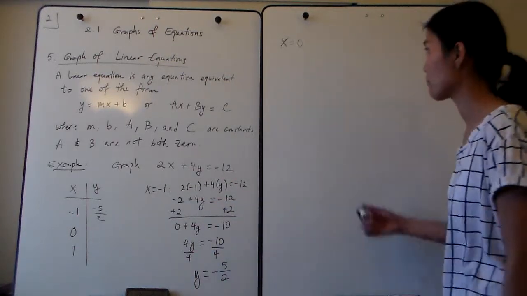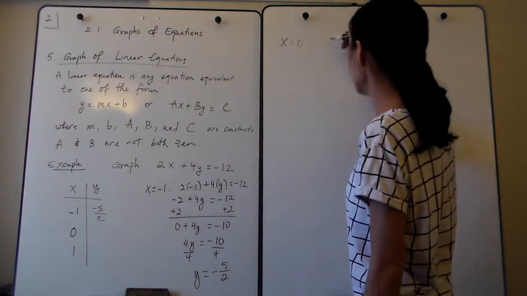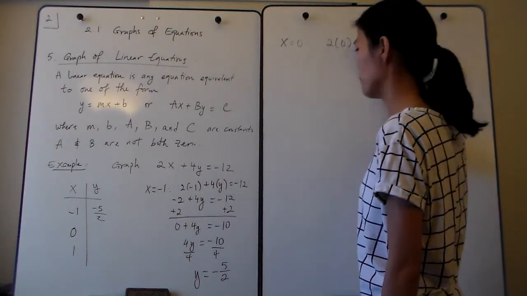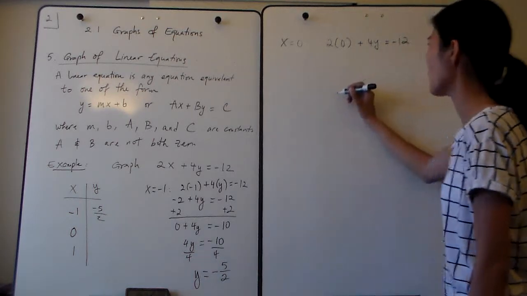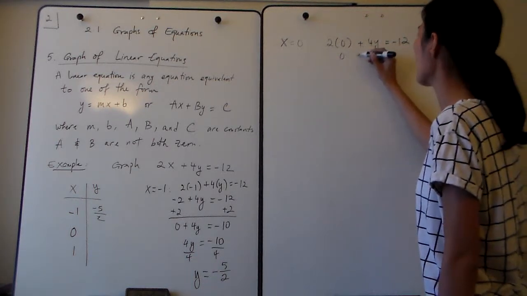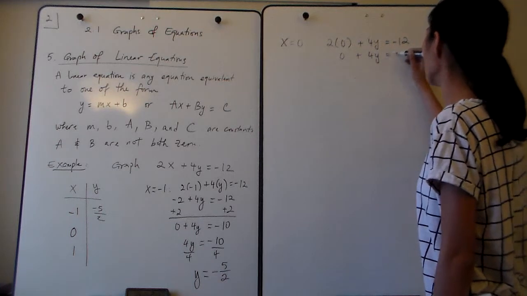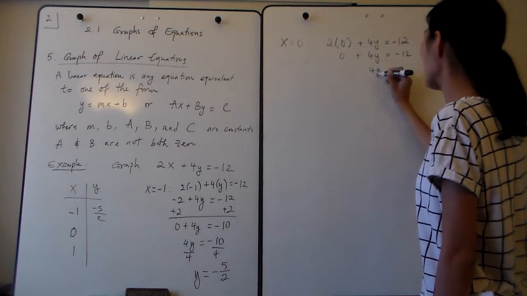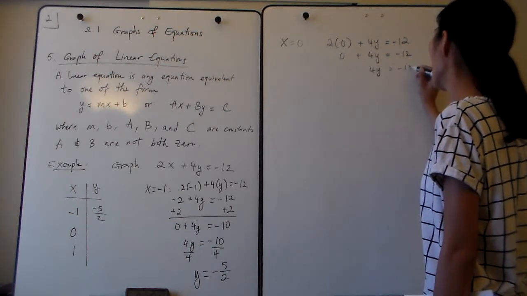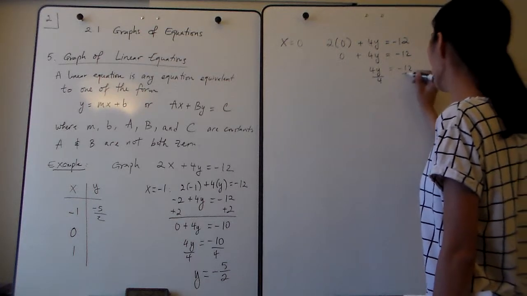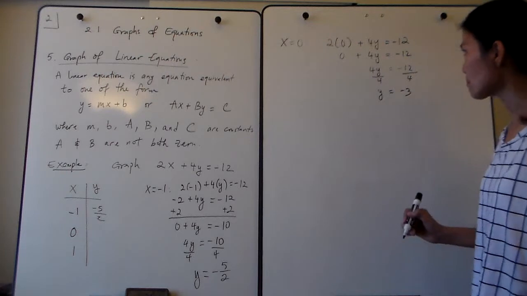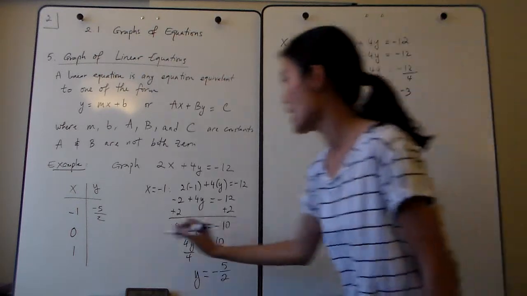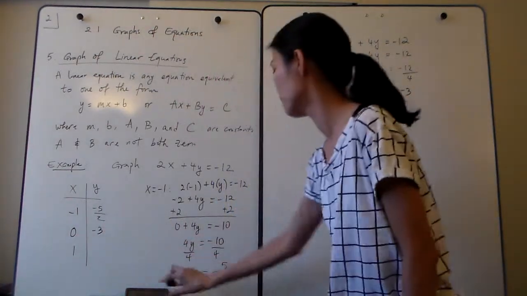So, let's see, when x equals 0, you have 2 times 0 plus 4y equal to negative 12. Simplify, 2 times 0 is 0, plus 4y equal to negative 12. Simplify, get 4y. Divide by 4 on both sides. You get y equal to negative 3. So when x equals 0, you get negative 3.